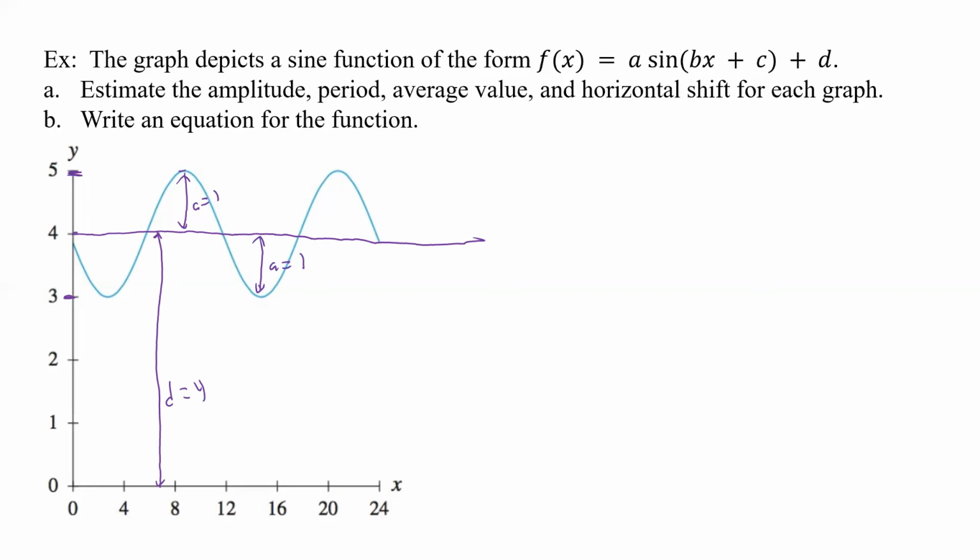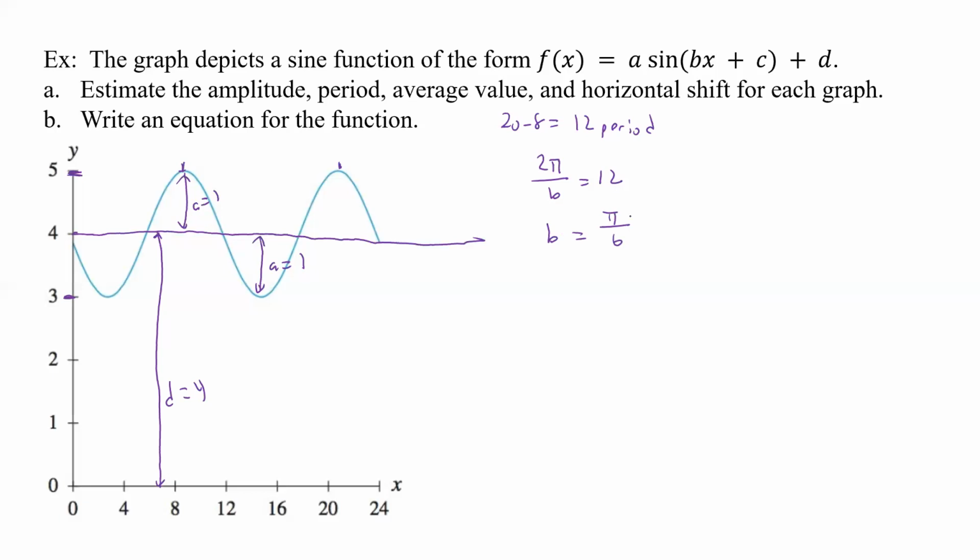So what else do we need? Well, now we have to think about how far our period is. So we're going from here to here, eyeballing it at 20 to 8. So we have 20 minus 8, that's equal to 12. That's the period. And so 2 pi over b is equal to 12. So if I multiply by b and divide by 12, b is equal to pi over 6. 2 divided by 12 is 1 over 6.